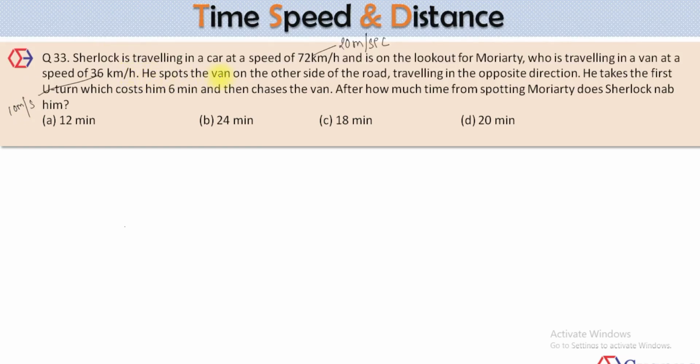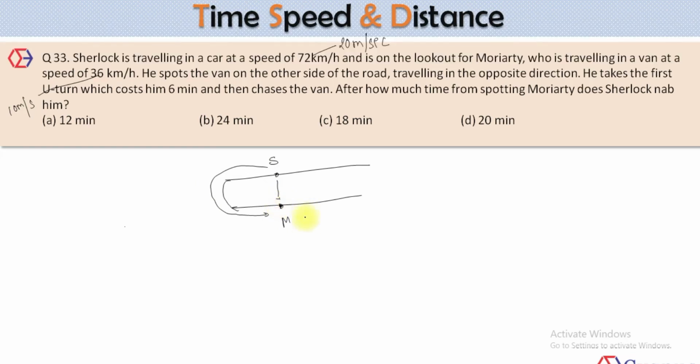He spots a man on the other side of the road. Let's say this is a road, and there's a parallel road. Sherlock is here and this is M. So he'll spot him at this point. Now what does he need to do? He needs to take the U-turn, and it costs him 6 minutes. So if Sherlock wants to reach here, he needs 6 minutes.